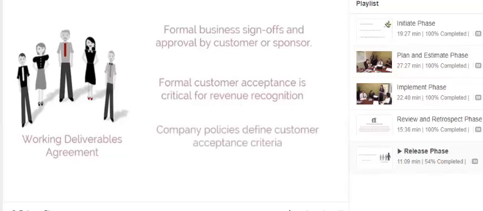To get formal customer acceptance is critical for review recognition, and the responsibility for obtaining it will be defined by the company policies and is not necessarily the responsibility of the product owner. It is time to learn this second process in detail.